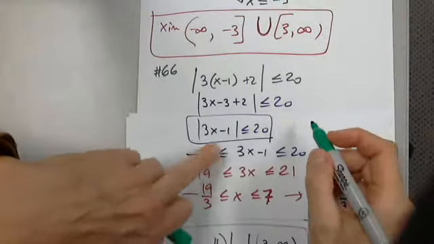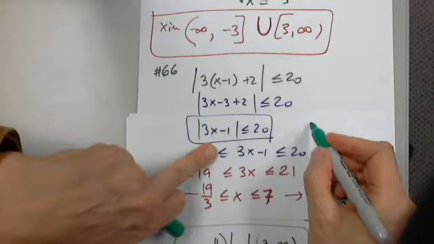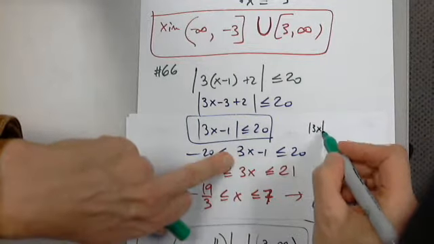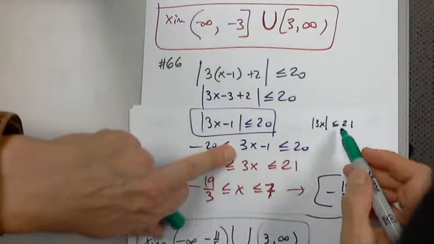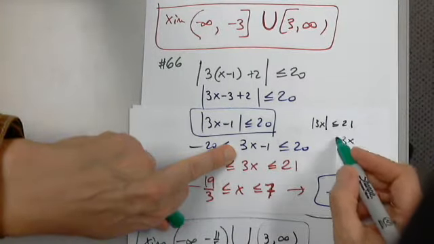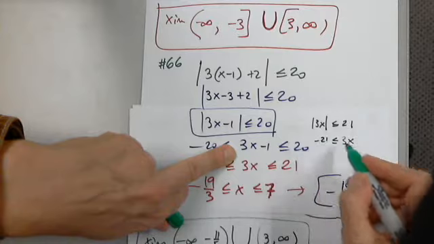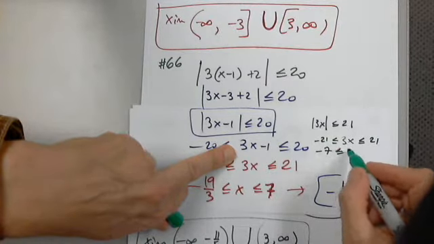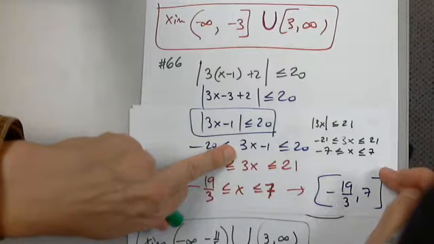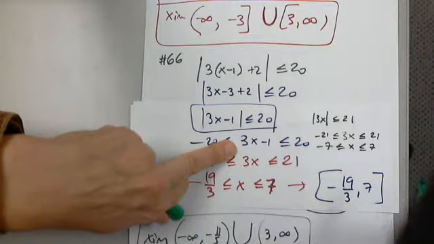Come on, my turn. So you're saying, why don't I say the absolute value of 3x less than or equal to 21? So that will be 3x greater than or equal to negative 21 and less than or equal to 21. And then I have negative 7 less than or equal to x less than or equal to 7, correct? Okay.